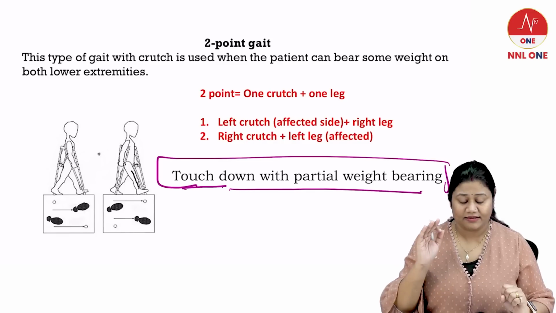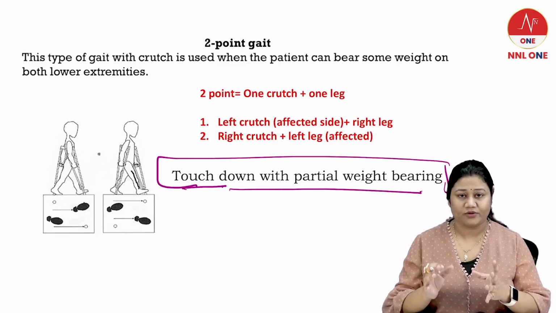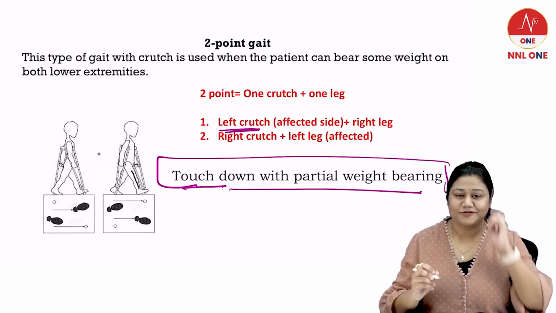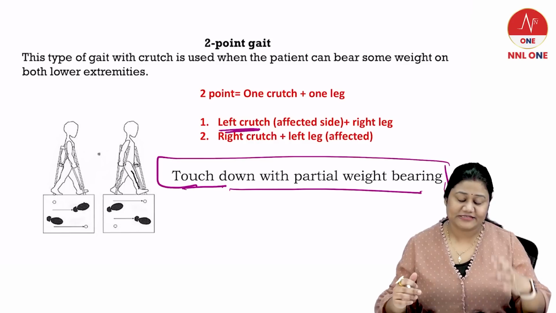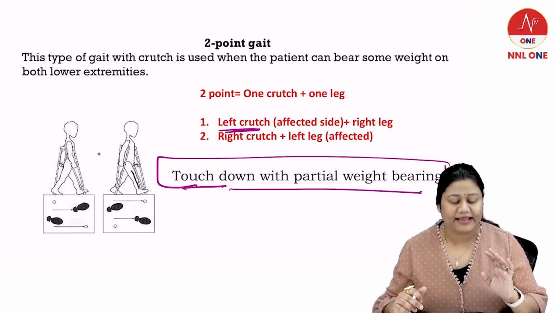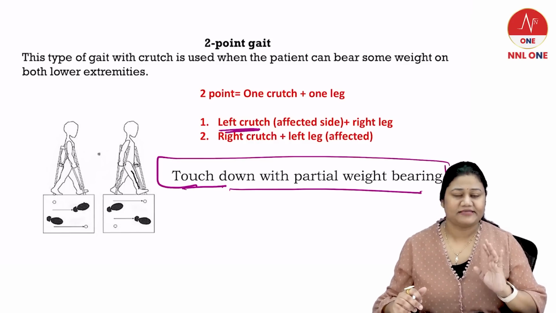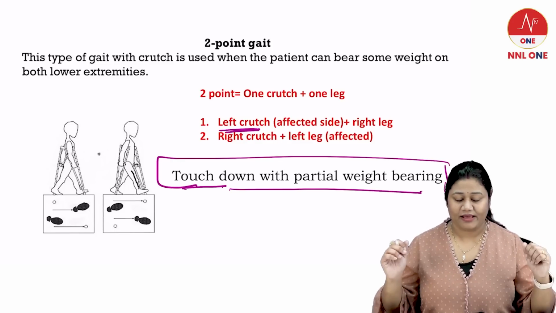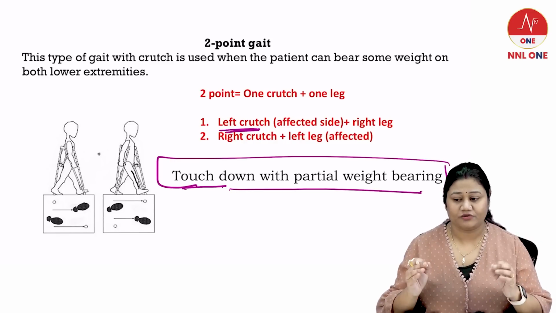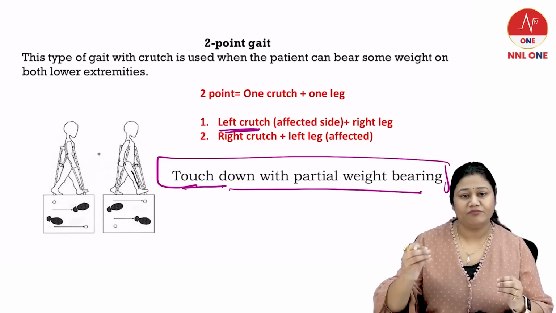So again, let's start with the scenario, the right side, my left side, because here on the screen you have the left side, so you can correlate. My left side leg is affected, but I can place the leg on the surface and I can bear some body weight. I have a crutch on both sides, left and right. So which point will we move first?